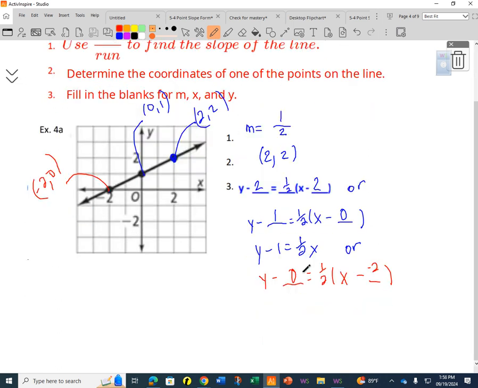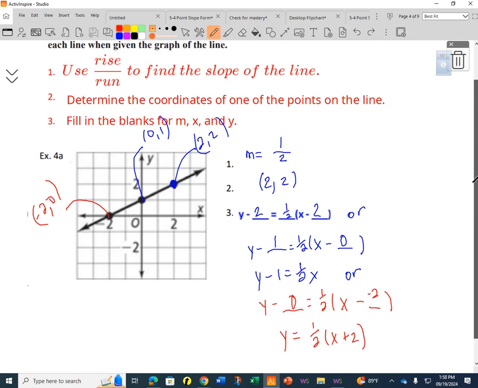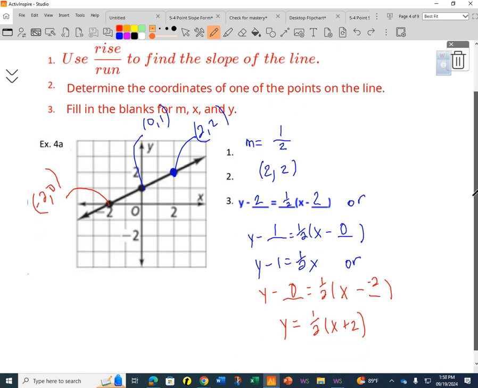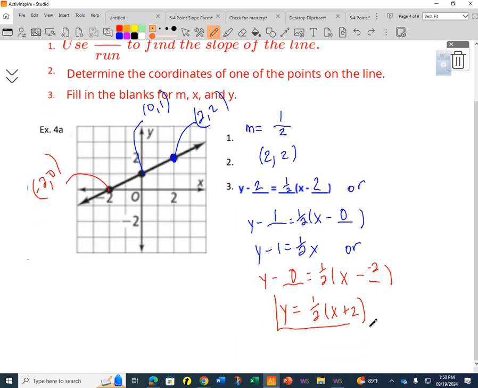There's a couple of things wrong. We can't leave the 0 here, and we can't leave a minus a negative. So y minus 0 is just y, and that's going to be 1/2 times x plus 2. It doesn't look exactly like our y minus y equals m times x minus x, but that is still in point-slope form. That is just what it looks like if one of the coordinates of our point is 0.